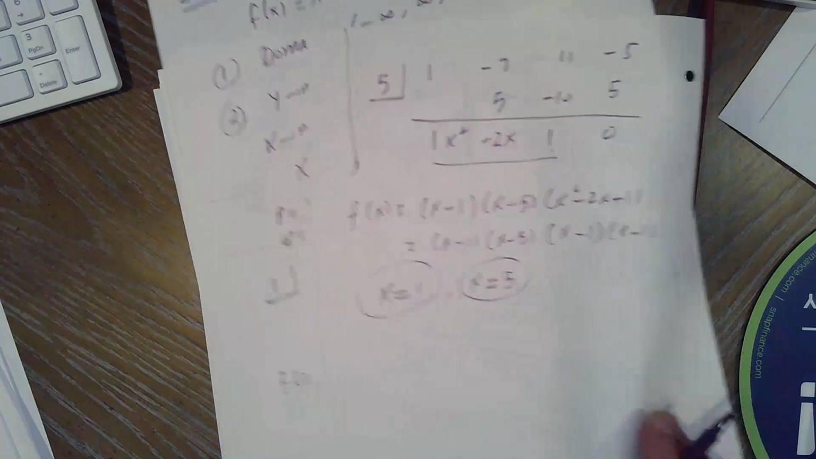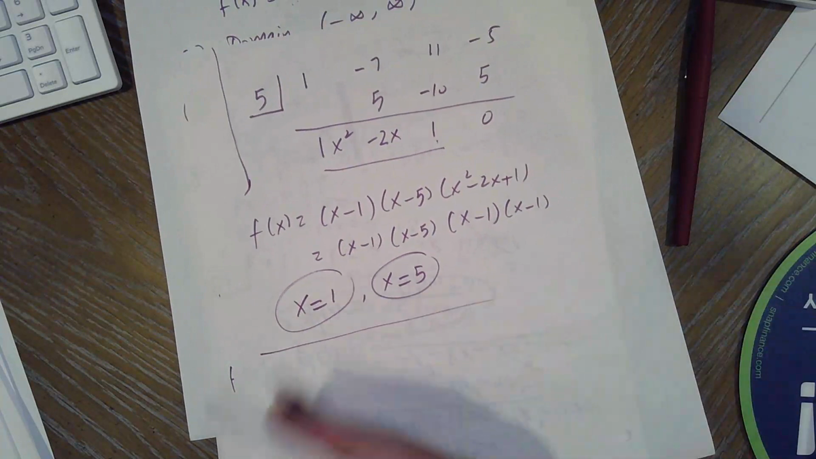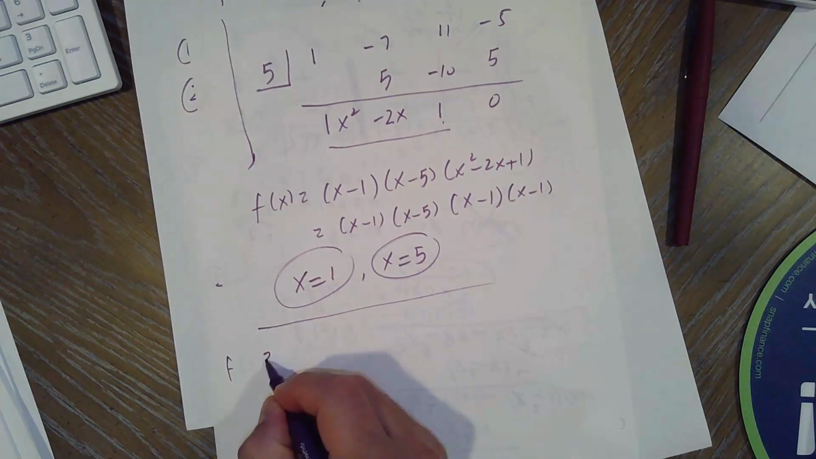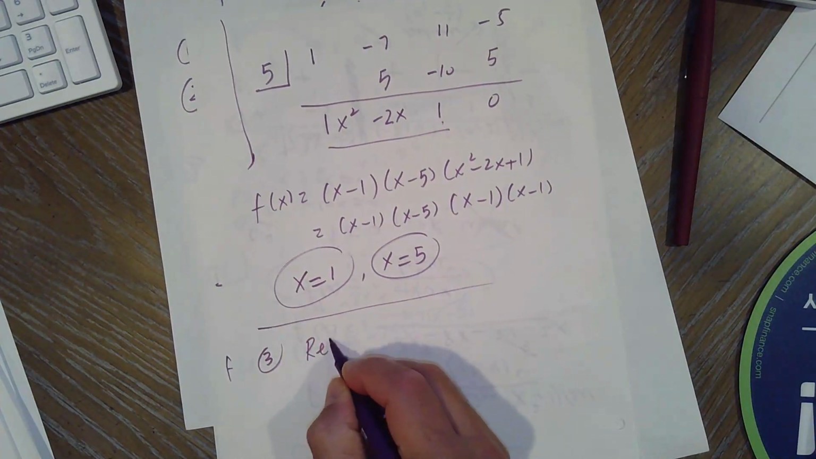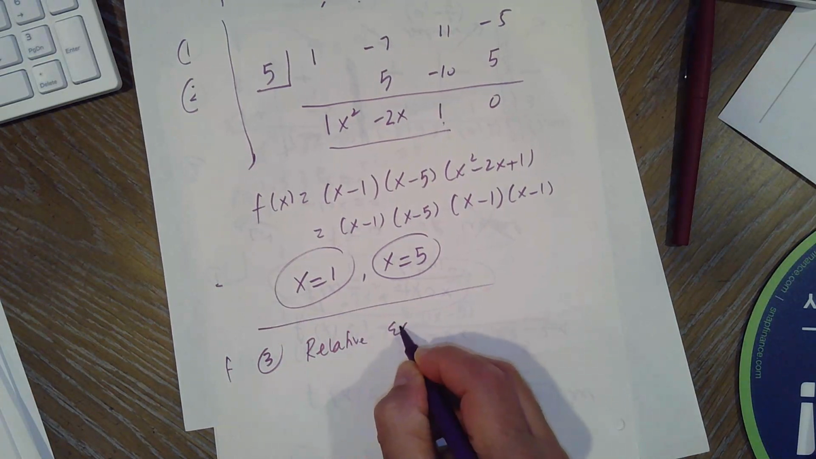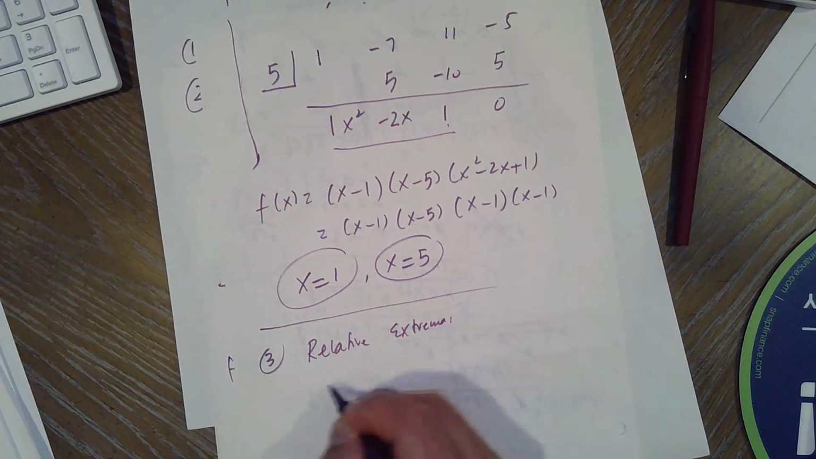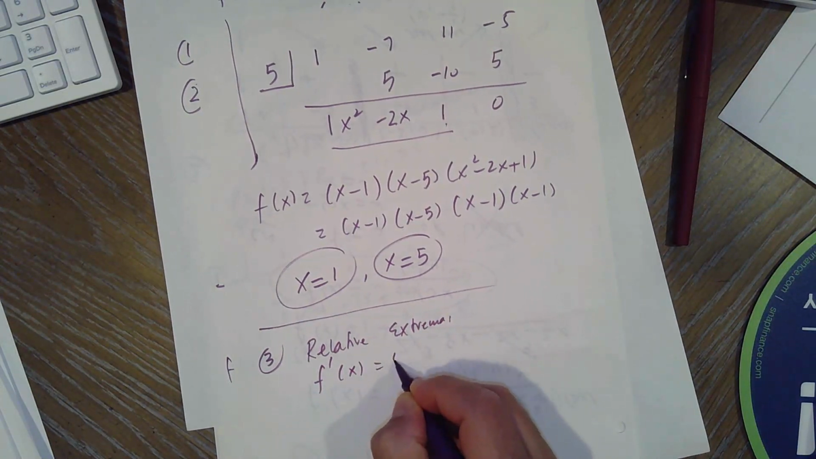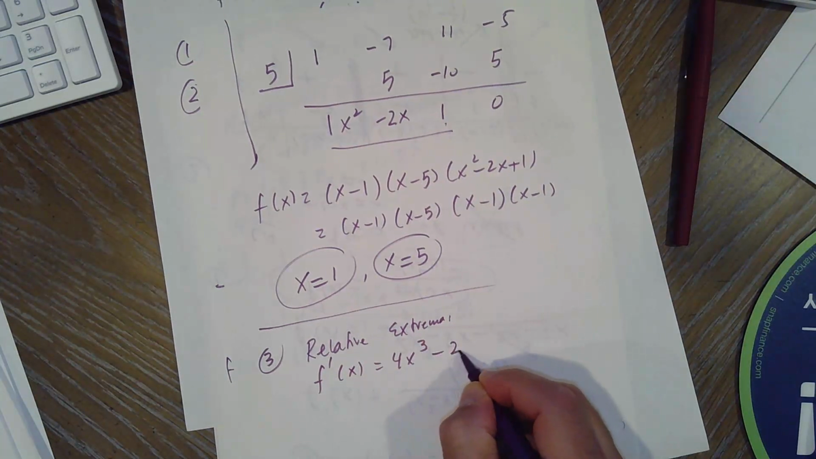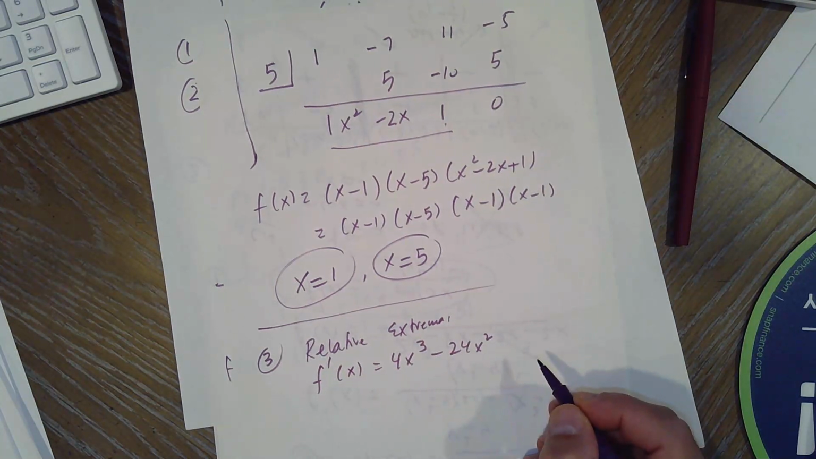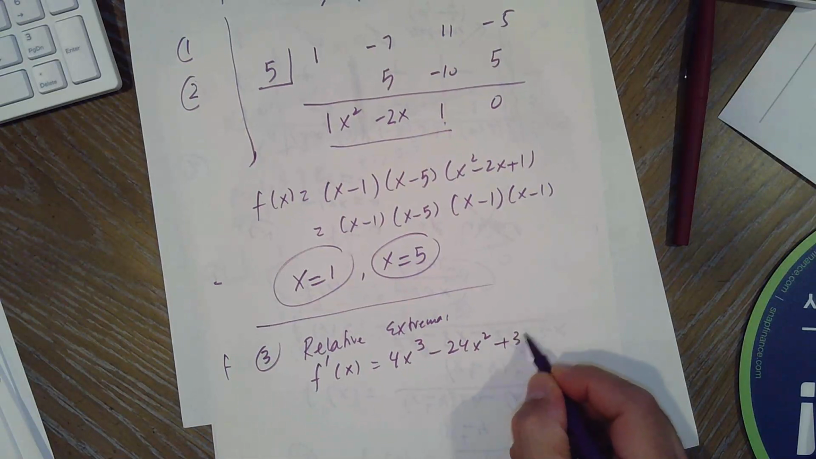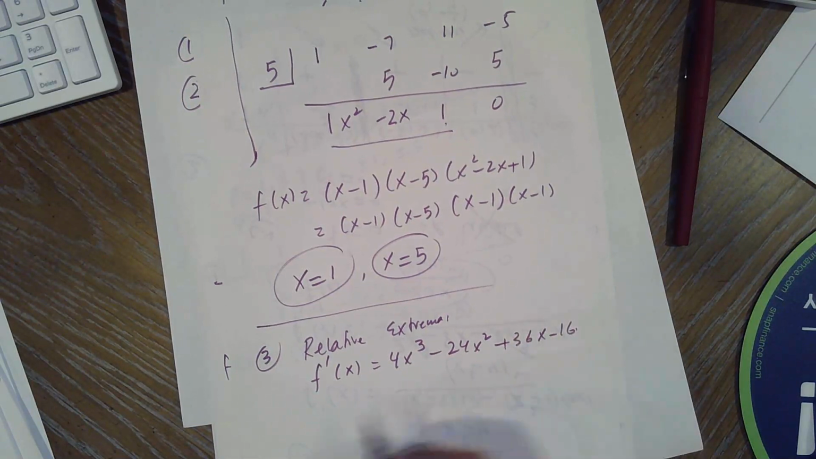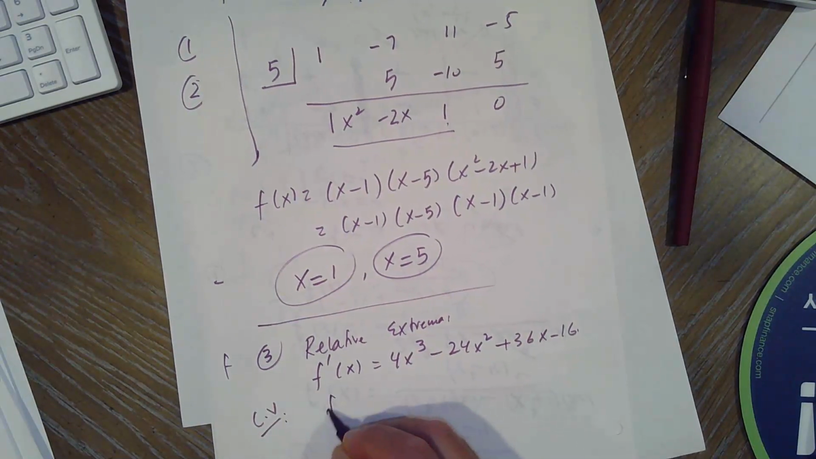Okay, so we got those. Then we have no asymptotes. It's a polynomial function. Then we're going to talk about relative extrema and the first derivative. So let's take the first derivative: 4x cubed minus 24x squared plus 36x minus 16. So to find the critical values, f prime equals 0.